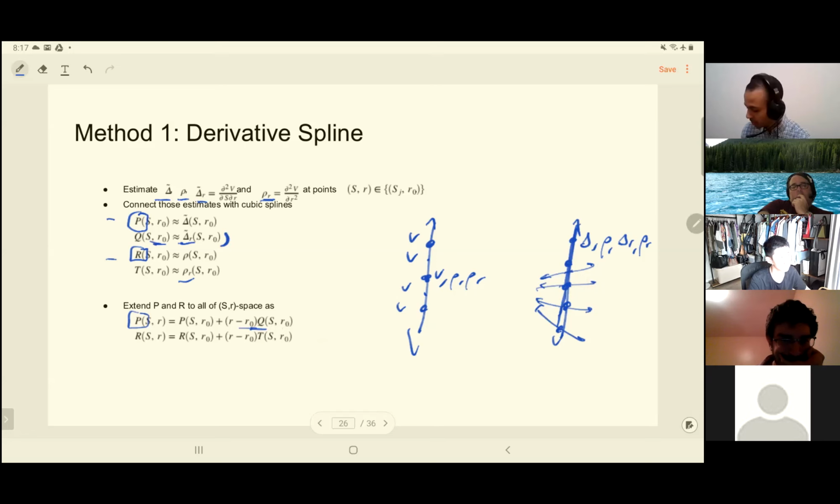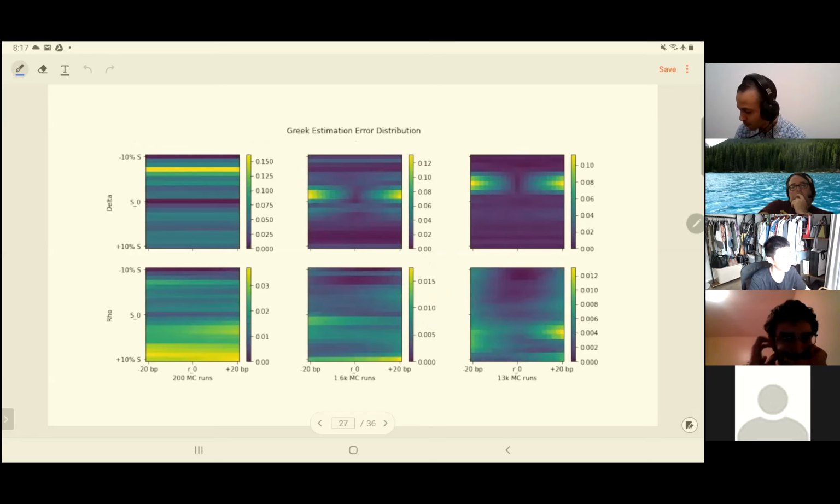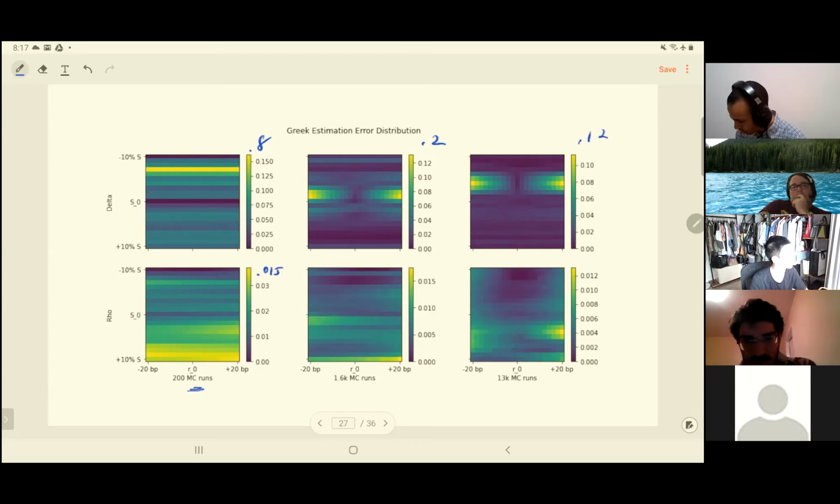And so how well does this perform? Pretty well. So let me write out the numbers that we had beforehand for our maxima. So before these were 0.8, 0.2, and 0.12. So performance is substantially better, especially at low Monte Carlo computation for delta. Beforehand for rho, we had this 0.015, and then 0.012 and 0.01.